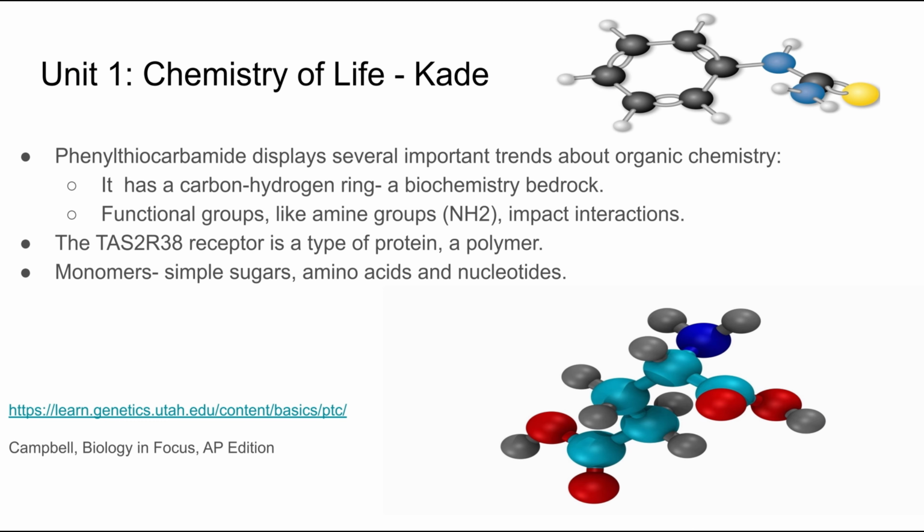Next, let's cover the TAS2R38 receptor, which is a protein, but it's not a small protein, it's a polymer protein made up of multiple different amino acids. All of our complex biomolecules are made up of small, simple monomers. These monomers are simple sugars for carbs, amino acids for proteins, and nucleotides for nucleic acids. Lipids are a little too broad that we can't really give them a category for that.